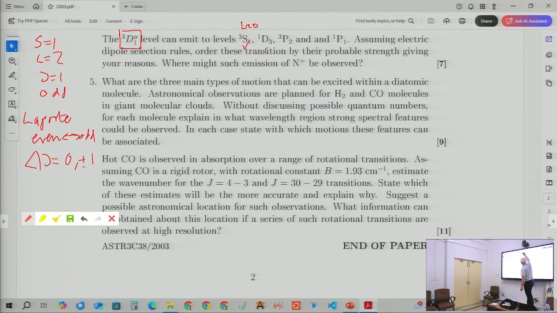So this is allowed, this was forbidden. Triplet P2, where are we? Yes, it's you. This is allowed, yeah. Sorry, this also has delta S equals 1 as well. So this is spin forbidden as well. But this one is allowed because delta S is 0, delta L is 1, delta J is 1. So they're all allowed. Singlet P1, where are we? Gentleman here. Yep. Singlet P1.